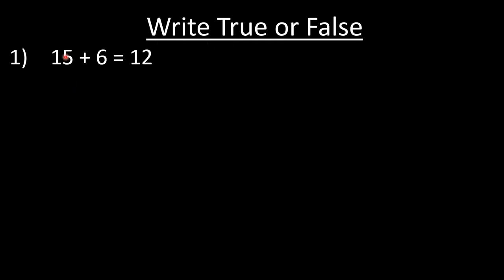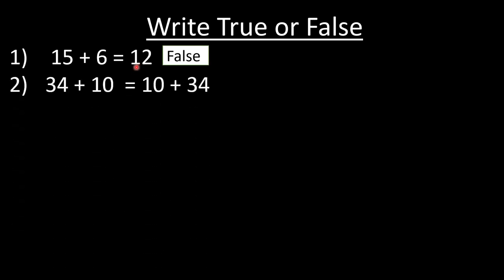So here 15 plus 6 is equal to 12. So beta, keep 15 in your mind and 6 on your fingers. Let's start counting forward. 16, 17, 18, 19, 20, 21. So here beta, our answer should be 21, but it is given that it is equal to 12. So this statement is incorrect. So we will write false for it.